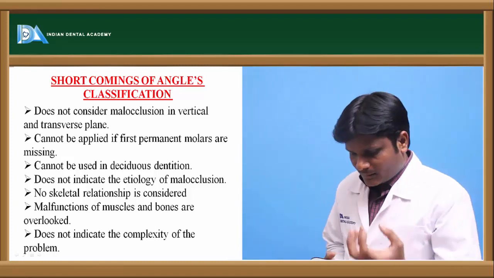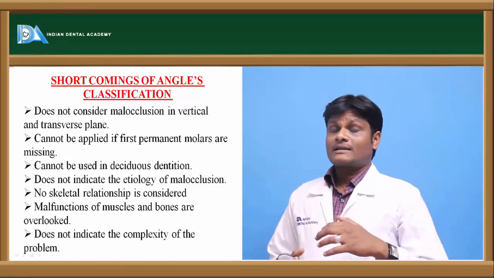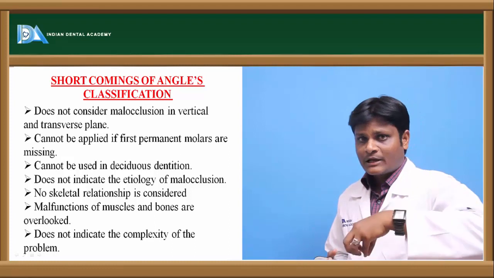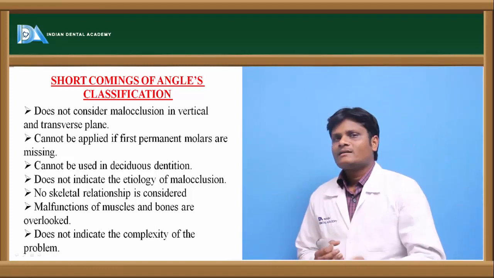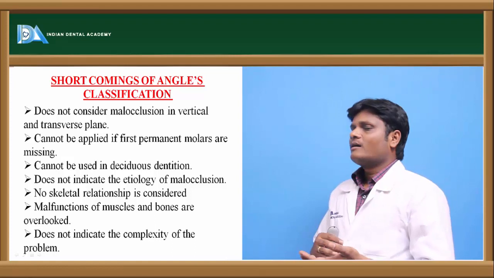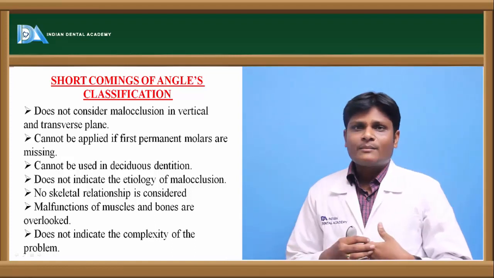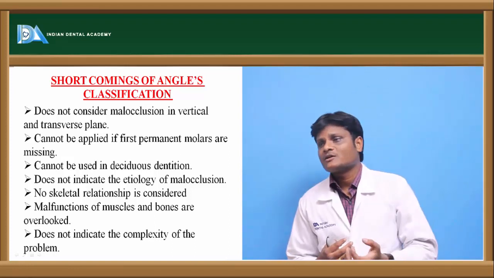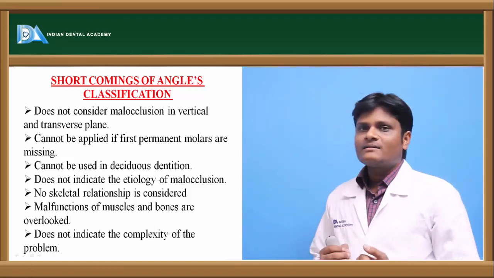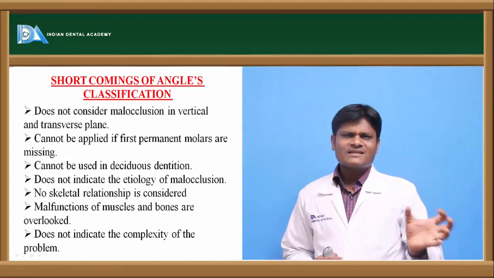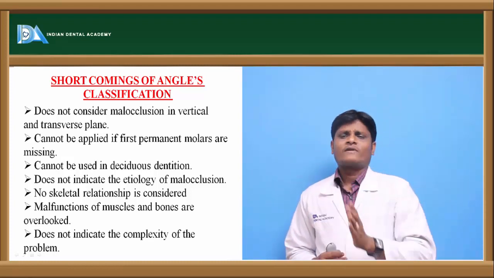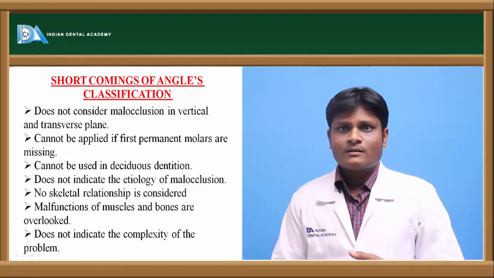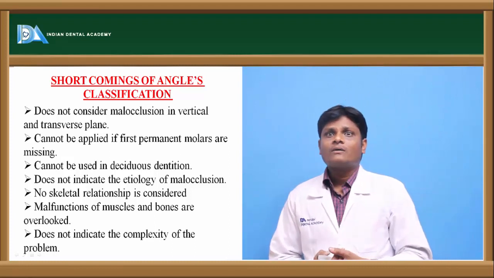The classification system does not indicate any etiology behind the malocclusion, and the skeletal relationship is not considered here. Even malocclusions due to malfunctions of the muscles and bones are not considered, and it does not indicate the complexity of the problem. It just says Angle's class 1, class 2, class 3. For example, if I say Angle's class 1, the patient might have a skeletal deep bite or a dental deep bite or severe crowding.